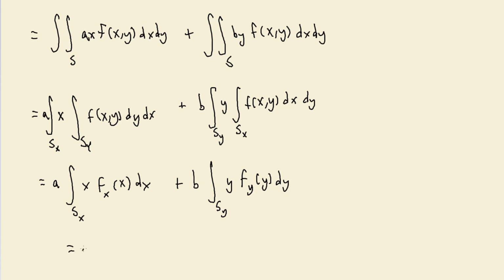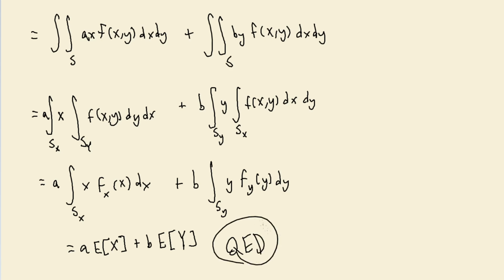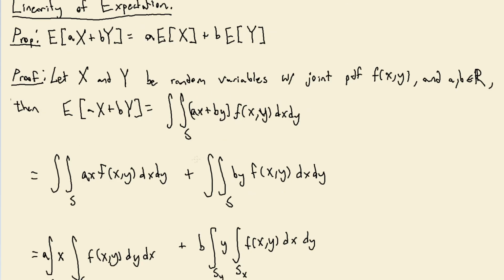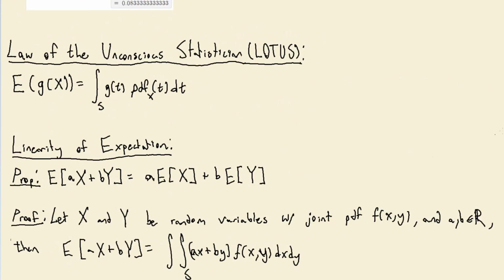And so this is going to be a times the expected value of x plus b times the expected value of y. And we're done. That shows the linearity of expectation, which is going to be important for these moment generating functions.